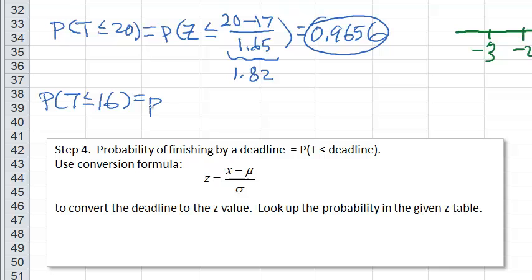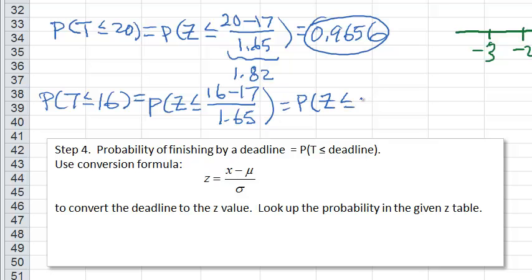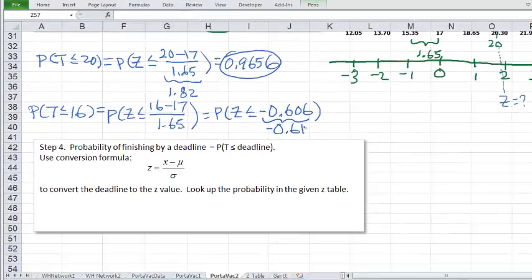16, that means the z-value is, again, take the original number, minus 17, divided by 1.65. And so that's going to be a negative value here. Negative 1 over 1.65 is negative 0.606. Okay, so let's write it down. Negative 0.606. Now your z-table gives you area for the z-value to the second decimal digit, so we need to round this to the second decimal digit. So we get negative 0.61, which is what we want to look up.